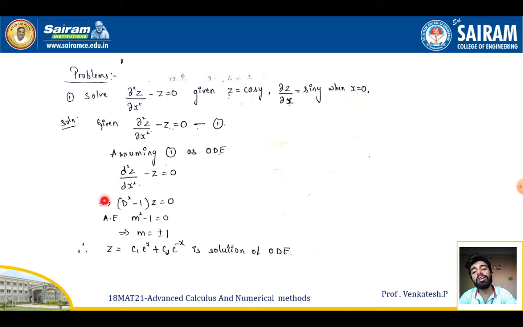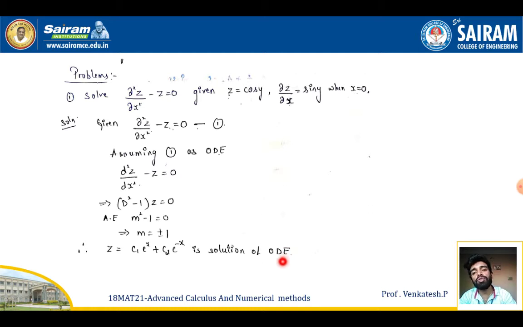I'm going to convert this equation into an auxiliary equation by replacing D = m. So I got m² − 1 = 0. The roots of the equation will be m = ±1. So the complementary function will be z = c1 e^x + c2 e^(−x), which is a solution of the ordinary differential equation.